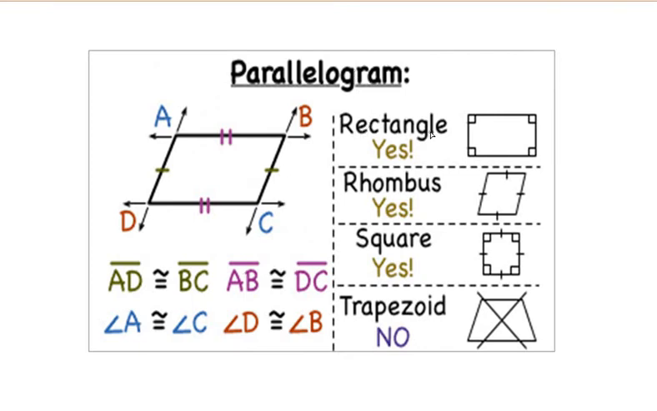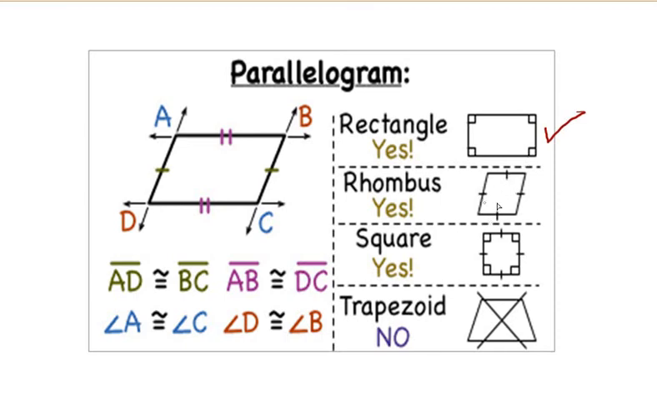Now, is the rectangle a parallelogram? For any quadrilateral to be a parallelogram, every two opposite sides should be equal and parallel, and every two opposite angles should be equal. For the rectangle, every two opposite sides are equal and parallel, and every two opposite angles are equal. So yes, a rectangle is a parallelogram.